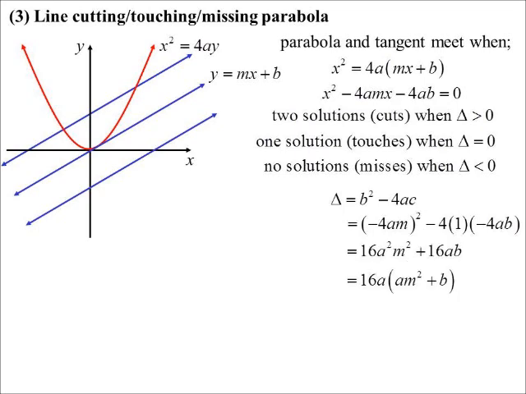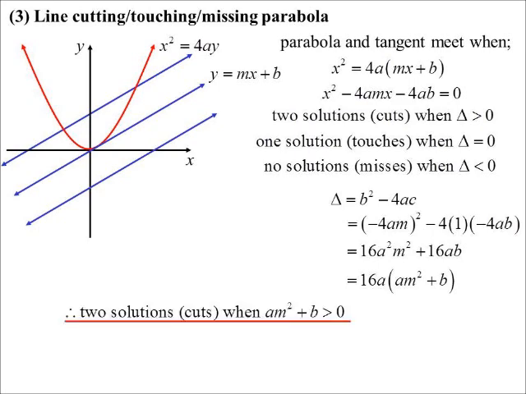Tidying that up and factorising, I've got 16a outside of am squared plus b. Now, because we're dealing with 0 here, the 16a is irrelevant, because we know that's a constant value. We know that's not going to equal 0. So it must be the other factor that's going to be the 0. So now I can simply say, well, hang on, that means there must be two solutions when just that am squared plus b part is positive.